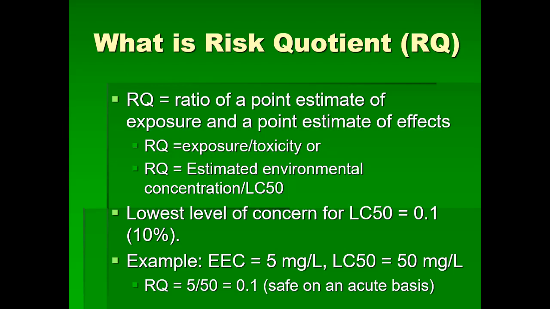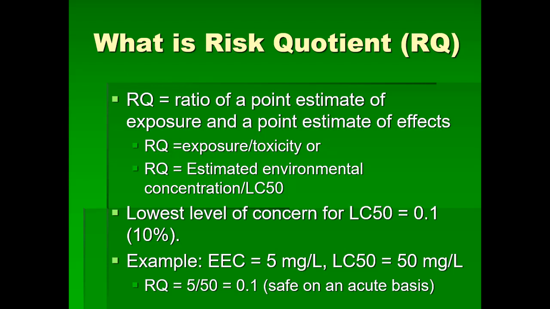After they come up with the risk quotient, that's compared with the EPA's level of concern. For example, if we use an LC50, that level of concern is 0.1. In other words, the concentration in the environment should be at least below 10% of that LC50 to be considered safe for most of the population. Obviously, this type of risk assessment does not include chronic exposures, only acute ones.